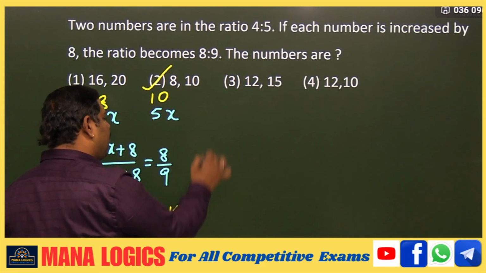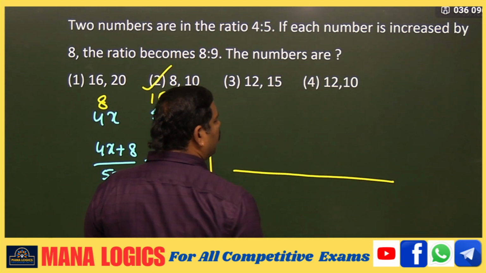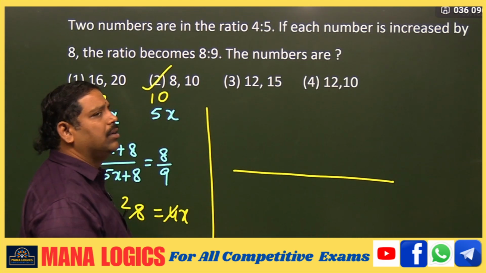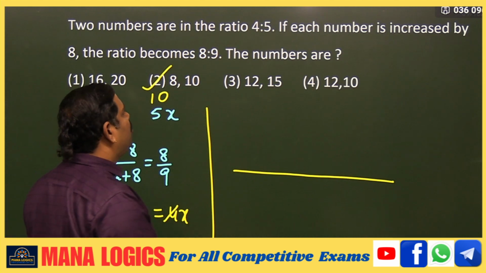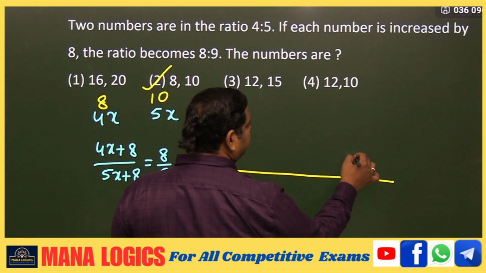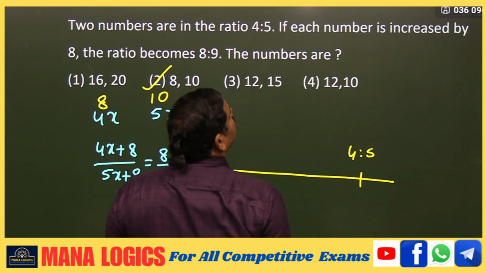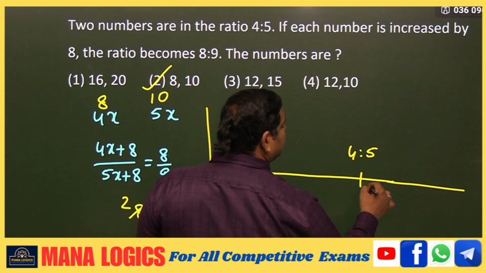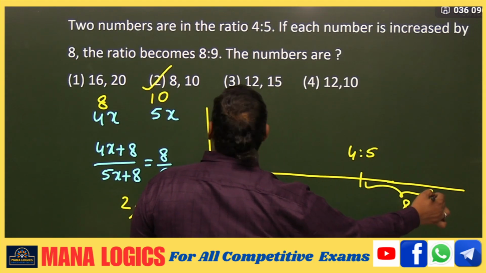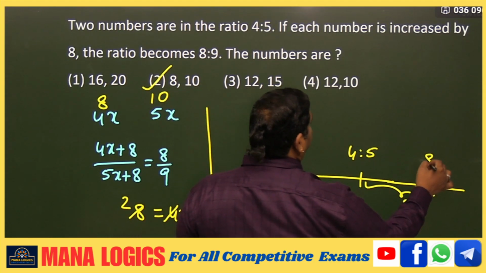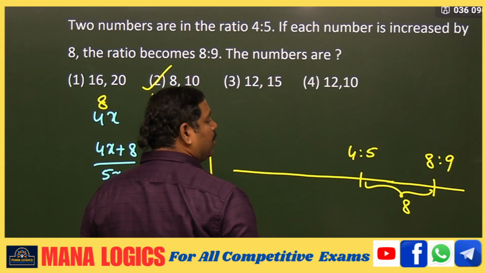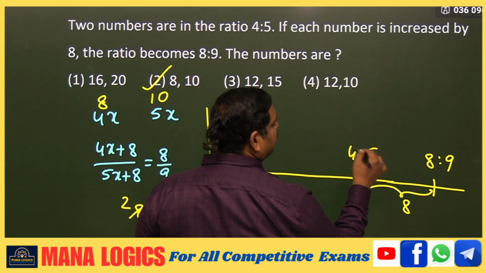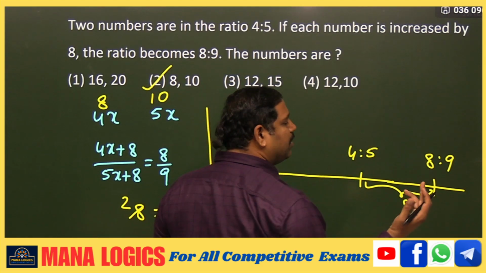The other procedure I have explained to you is to go with the line. What do we have to do, Ajay? Line draw cheyali, not line ayali. Okay, right. Two numbers are in the ratio 4 is to 5. Each number is increased by 8. Increased means right side. Then the ratio becomes 8 is to 9. So the beauty you have to observe is, okay, 4 parts and 5 parts, the difference is 1 part. 8 and 9 also, the difference is 1 part.